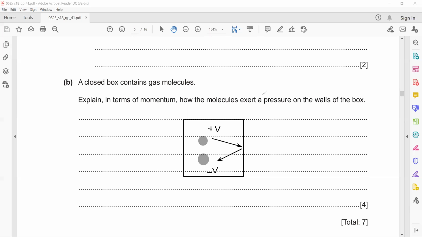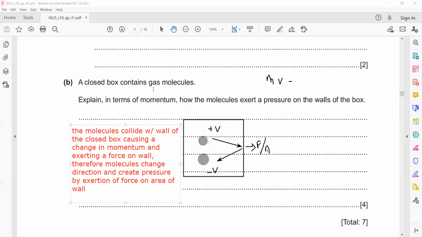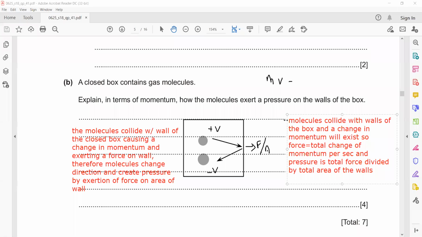As they change the velocity, there is a change in momentum as well. Why? Because momentum is a vector quantity, the product of mass and velocity. So whenever there is a change in direction, there is a change in momentum as well. Due to the change in momentum, they exert force on a unit area, and force on a unit area refers to pressure. So molecules collide with the wall of a closed box, changing the momentum, which creates a force on a unit area, which results in pressure.